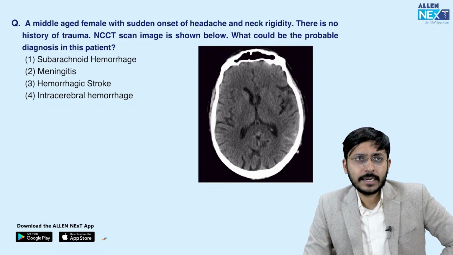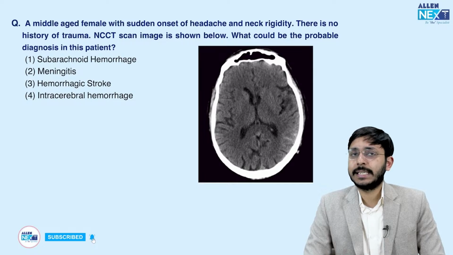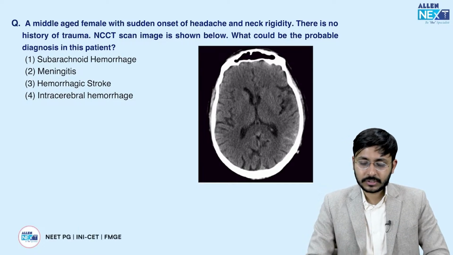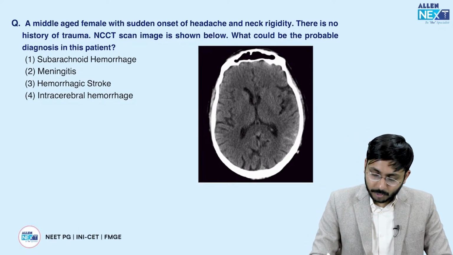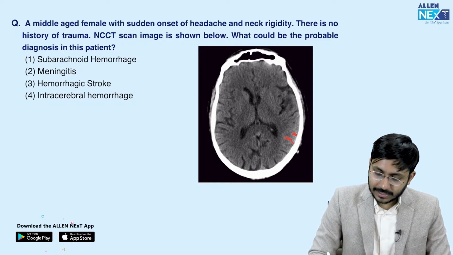Okay, so headache and rigidity, we might be thinking of meningitis, okay, but it is a non-contrast CT that is given to us. You do not see any contrast in the blood vessels of the brain. And what do we see? On the left hand side, we see some hyperdensity within the sulci.